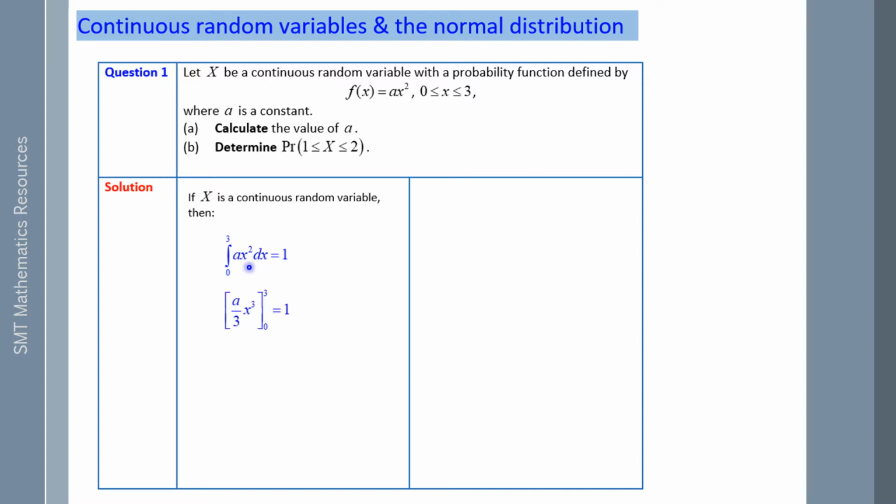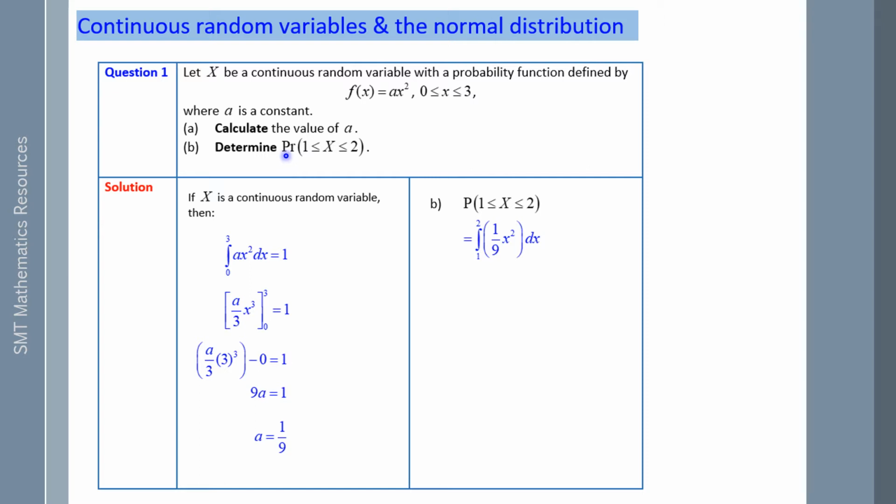Hence, we now integrate by using the power rule. We'll add a power, so that becomes a 3, and we'll also divide by 3. We're now going to evaluate using the terminals 0 and 3. If I sub in a 3 and I sub in a 0, 3 to the power of 3 is 27, divided by 3 is 9, so 9a equals 1, hence a equals 1 over 9 by dividing both sides by 9.